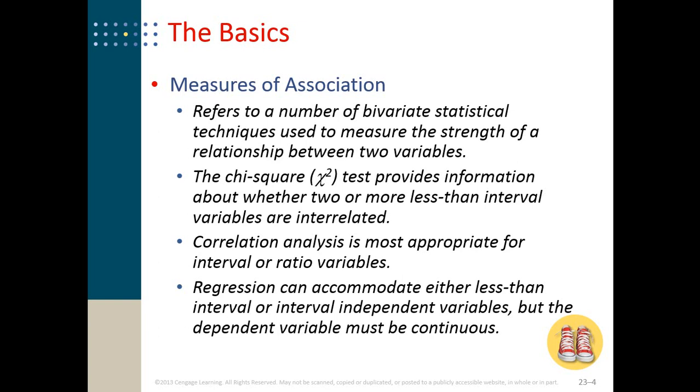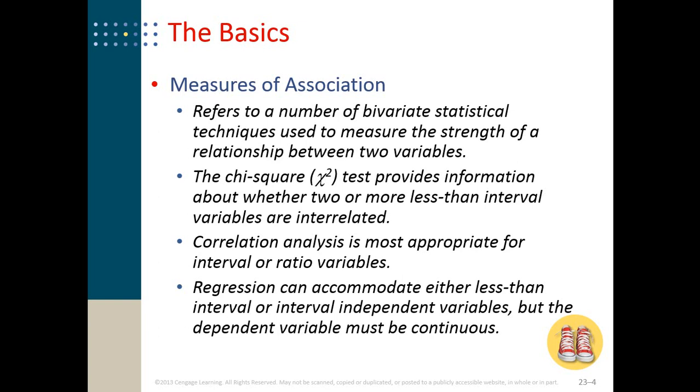Strength of relationship means how strongly two variables are related, and direction of association means whether there is a positive relationship or negative relationship. Positive relationship means if one variable changes, the other variable changes in the same direction. That is the positive relationship. And negative relationship means when one variable changes, the other will change in the opposite direction. That is the negative relationship. So in general, measures of association measure this degree or strength of relationship and the direction of relationship.